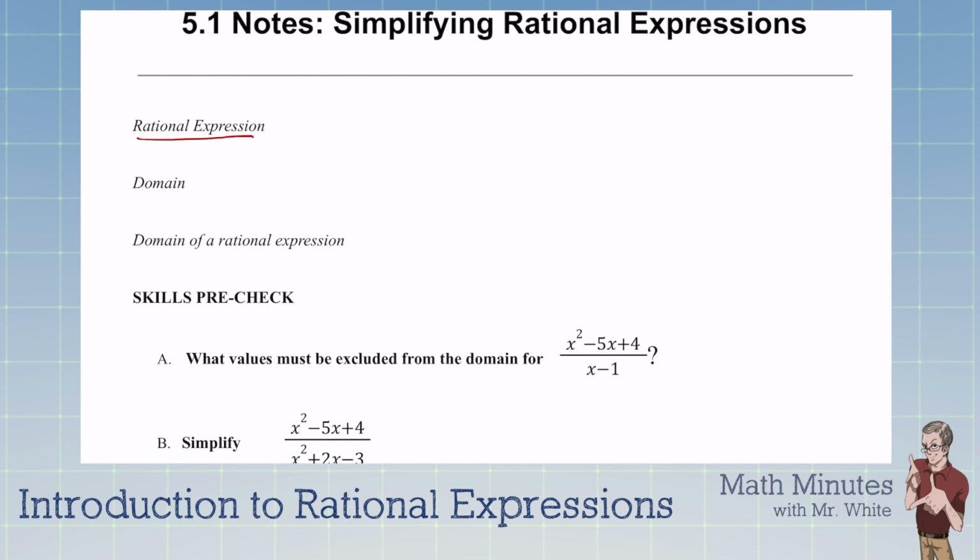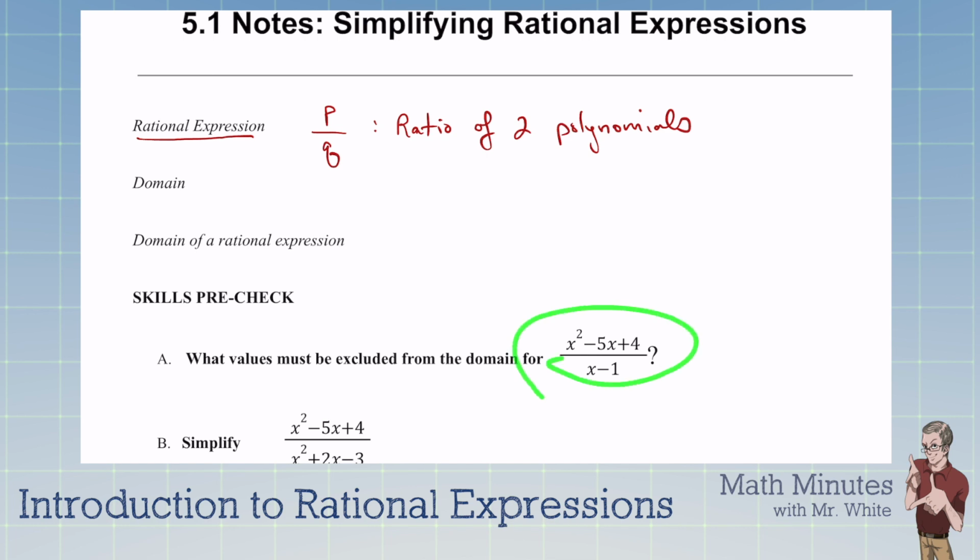A rational expression is where you have a ratio of two things. We could call them P and Q, where P is a polynomial and Q is a polynomial. So it's a ratio of two polynomials. You'll see lots of examples here in a moment, but you see one right down here at the bottom right there. That's an example of a trinomial being divided by a binomial. So that's what we mean by a rational expression.